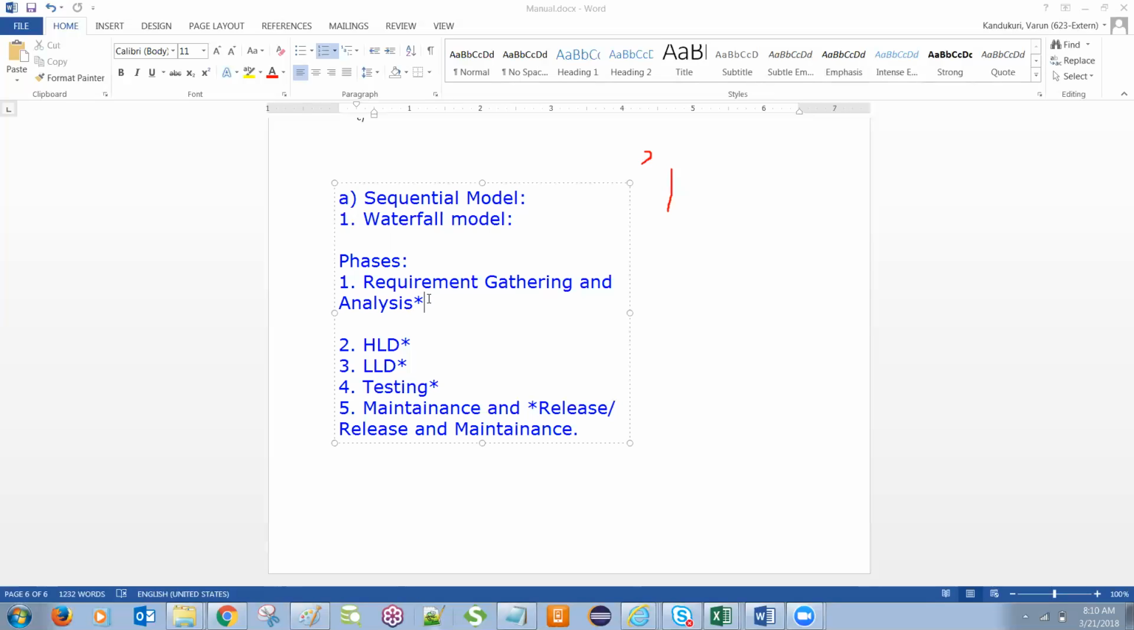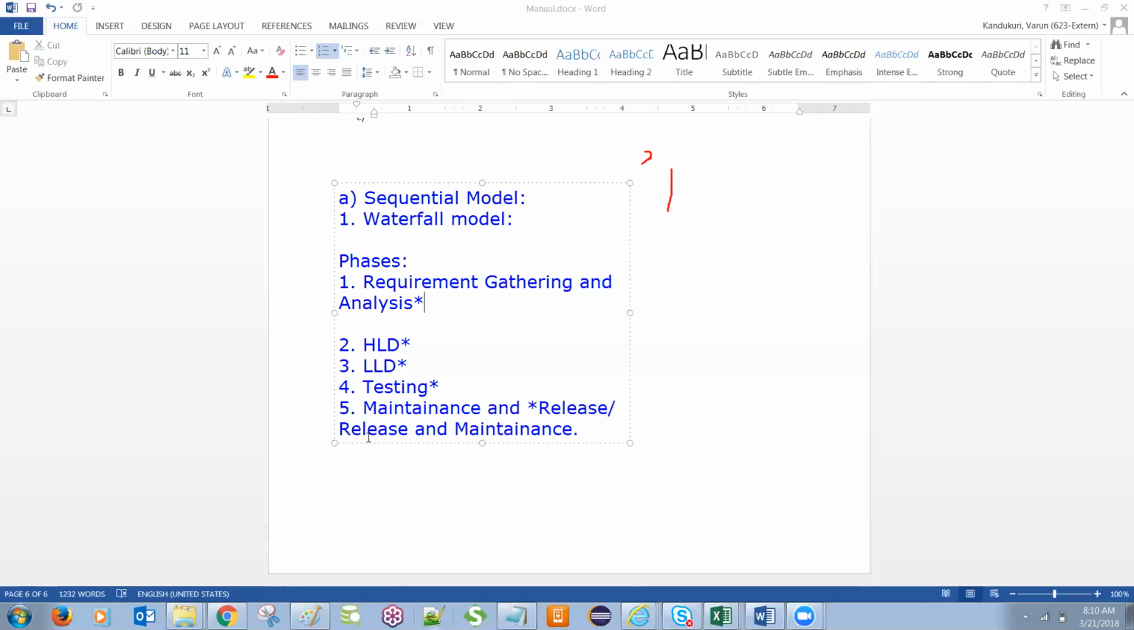This sequential model we call the waterfall model. Why do we call it a sequential model? Because the deliverable is given to the customer in a sequential way. In this sequential model we categorize the work into phases, 1 to 5: requirement gathering and analysis, high level design, low level design, testing, and maintenance and release.